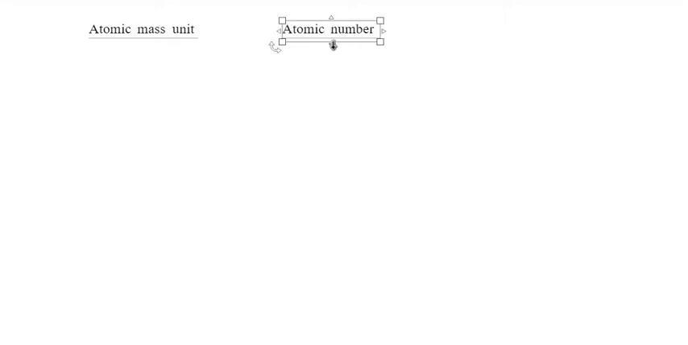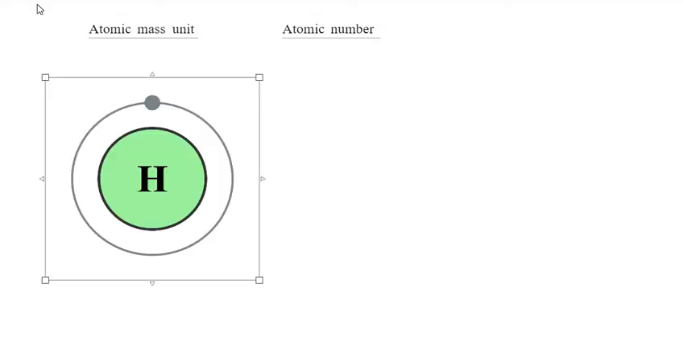The second one we're going to talk about is the atomic number, which just measures how many protons are in an atom. For example, the atomic number of hydrogen is 1 because it has 1 proton. And the atomic mass unit of hydrogen would also be 1 because it only has 1 proton, nothing else. Like I said, the electron doesn't really matter, so the atomic mass unit of hydrogen is about 1.